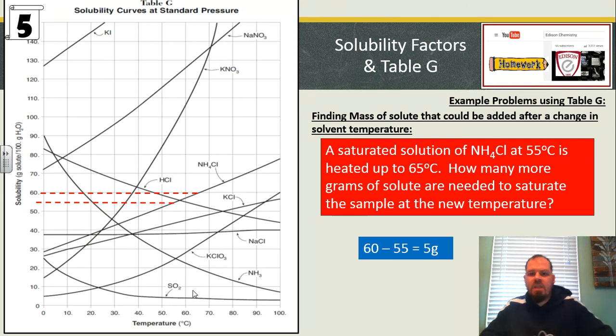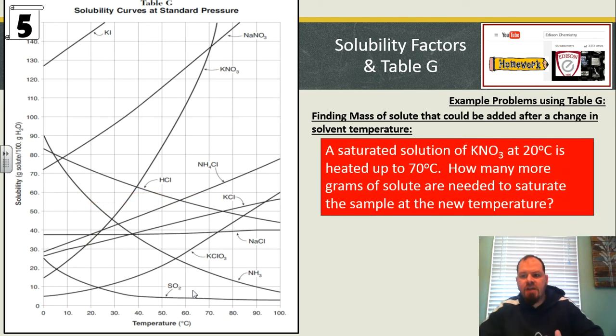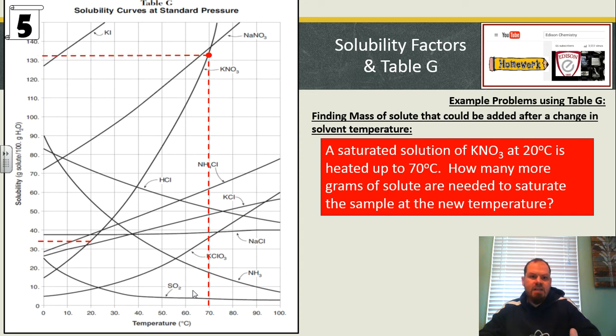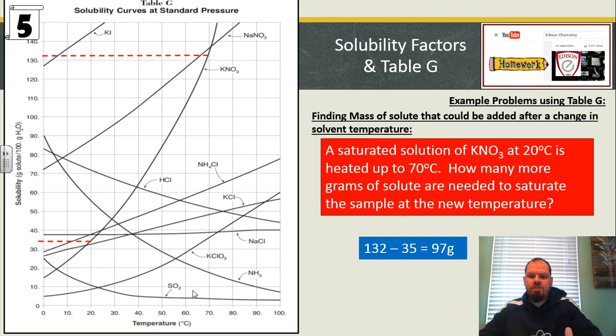Okay. Same type of situation here. I got 20 degrees and 70 degrees of KNO3. So let me just plot the two. I set at 20 degrees, I got something like 35 or so grams. And then plot it again at 70, and I'm up to 132. So 132 minus 35 is 97 grams more I can put in if I change the temperature that much. Okay, good. I think all we got left is changing the amount of water.